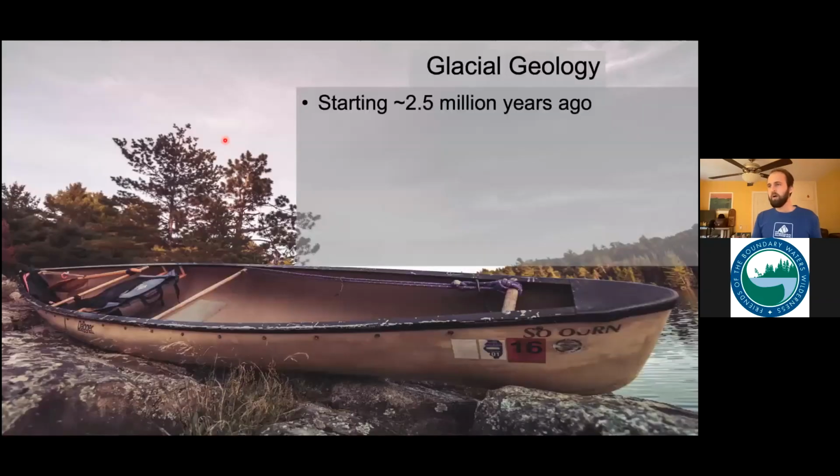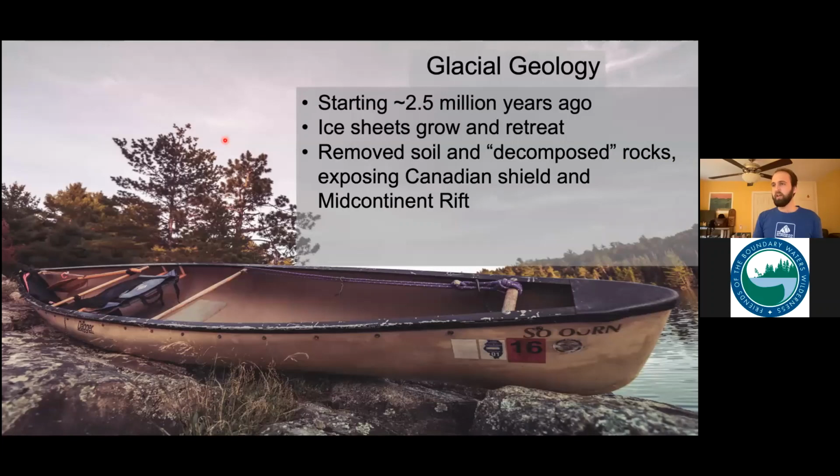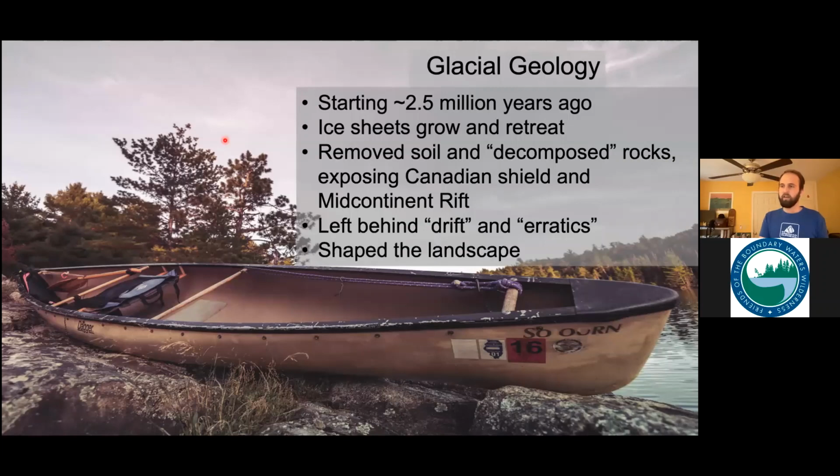So this started about 2.5 million years ago. The ice sheets grow and retreat. They go back and forth. And in the Boundary Waters area, they removed soil and other decomposed, broken up rock, exposing the Canadian Shield and the Mid-Continent Rift and the Penokean orogeny. They left behind that glacial till or drift and erratics, and really were responsible for shaping the landscape.